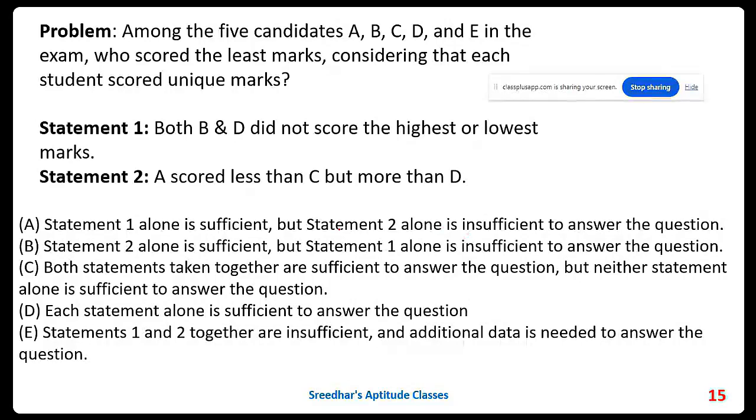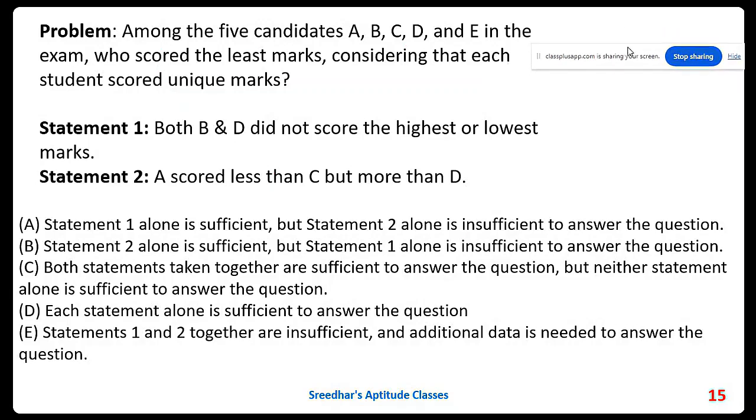Right. So here is the question: among 5 candidates A, B, C, D, E in the exam, who scored the least marks? It is given that all 5 friends got unique, different marks. No 2 students got the same marks. So first one: both B and D did not score the highest or lowest. I don't think statement one alone is sufficient to say who got the least.